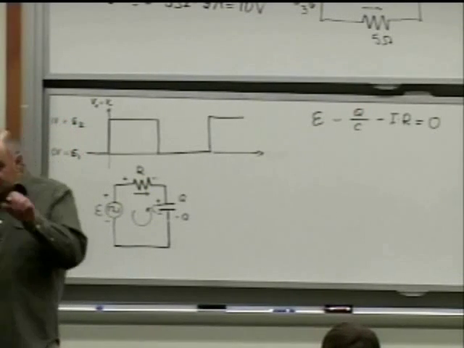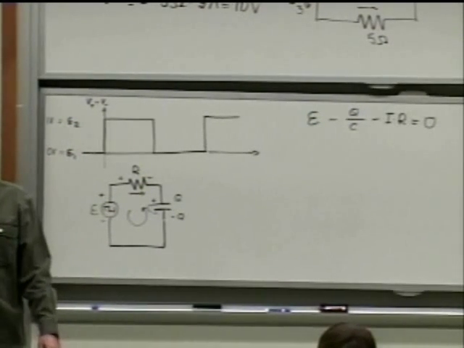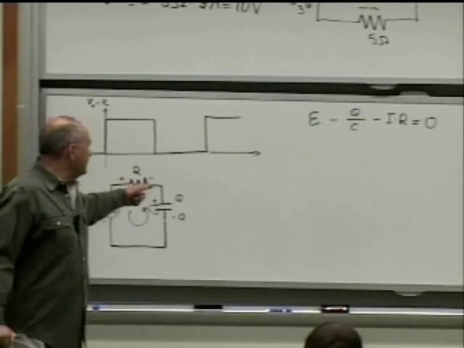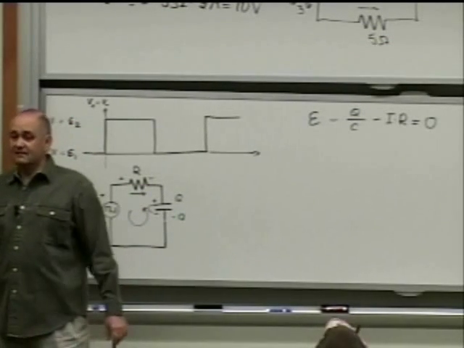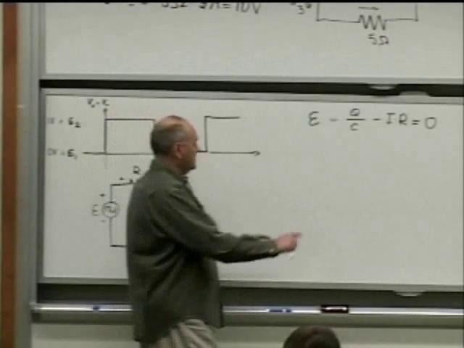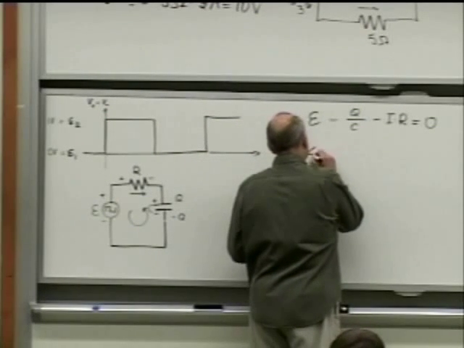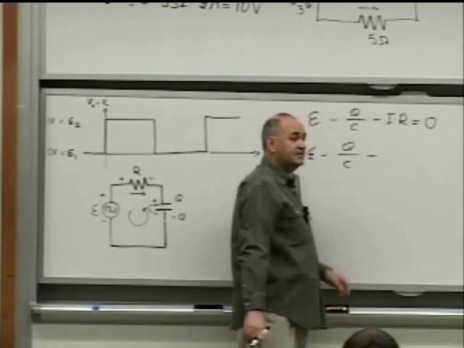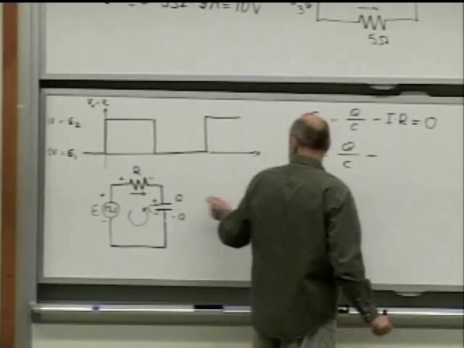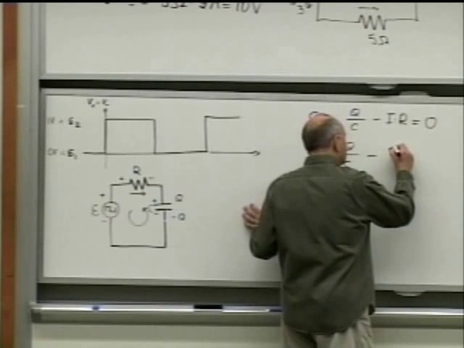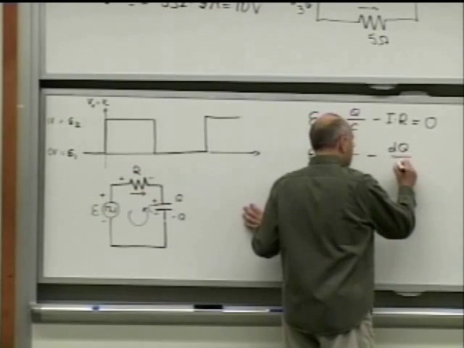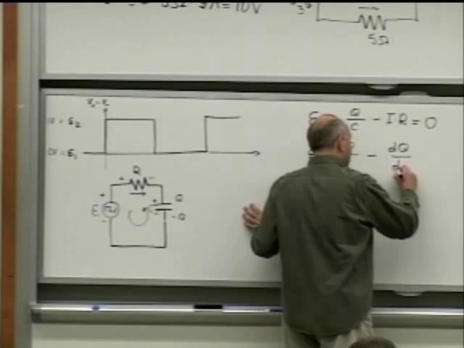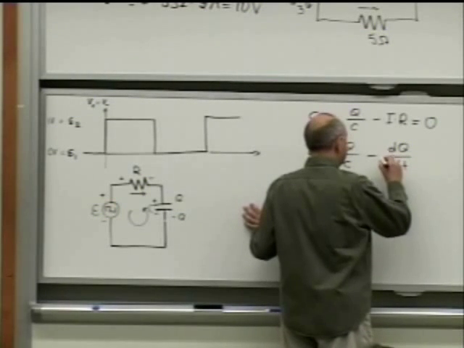Well, there are too many unknowns. However, the current in the wire and the charge on the capacitor are related, right? Because when I discussed the digression, current is equal to the rate at which charge varies on the capacitor.